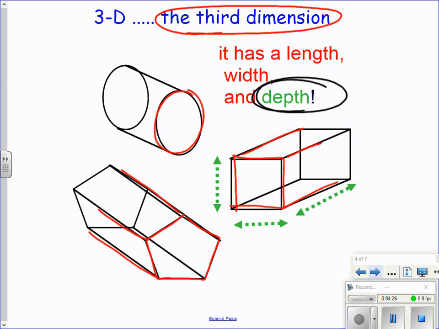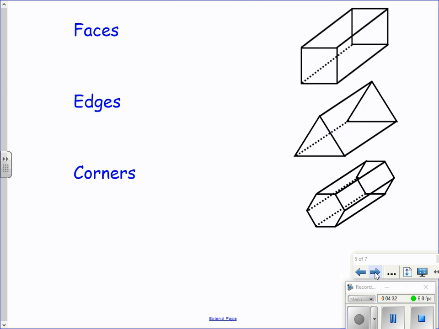So we're talking about the third dimension now, and it's a 3D shape. What else do we have? When we're talking about 3D shapes, there are some terms that you're going to need to know and be familiar with. The terms are, as you can see here, faces, edges, and corners.